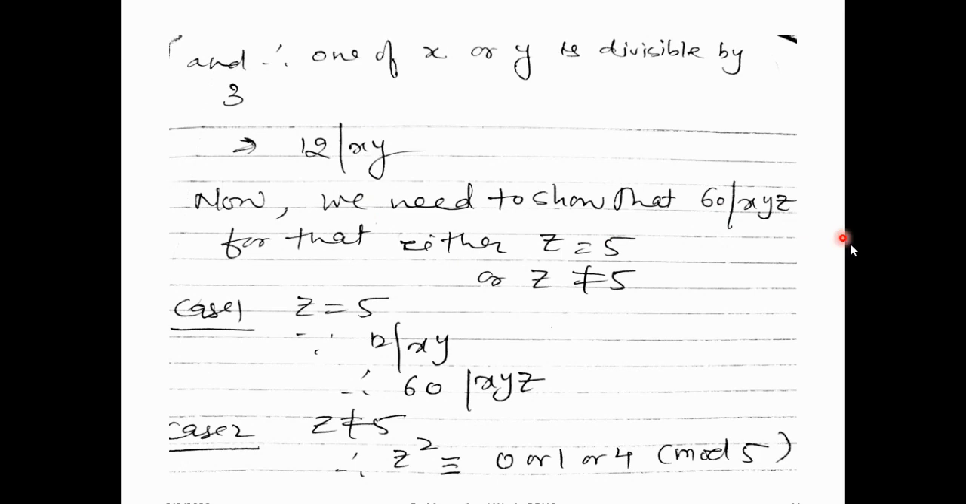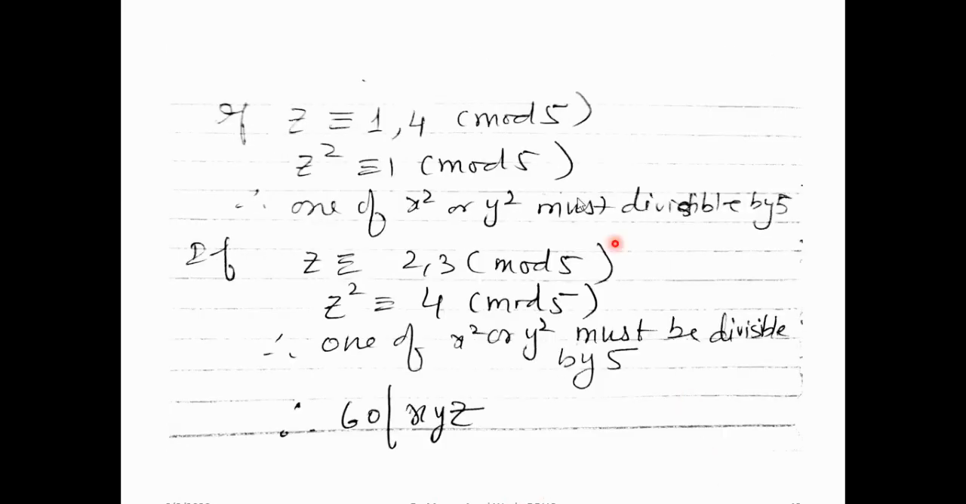Now we need to show that 60 divides xyz. For that, either z is equal to 5 or z is not equal to 5. Let's see the first case when z is equal to 5. Since 12 divides xy, therefore 60 divides xyz. So we are done. Case 2, z is not equal to 5. Therefore z² is congruent to 0 or 1 or 4 modulo 5. So if z is congruent to 1, 4 modulo 5, then z² is congruent to 1 modulo 5. In both the cases 1 and 4, z² will be congruent to 1 modulo 5. Therefore one of x² or y² must be divisible by 5.